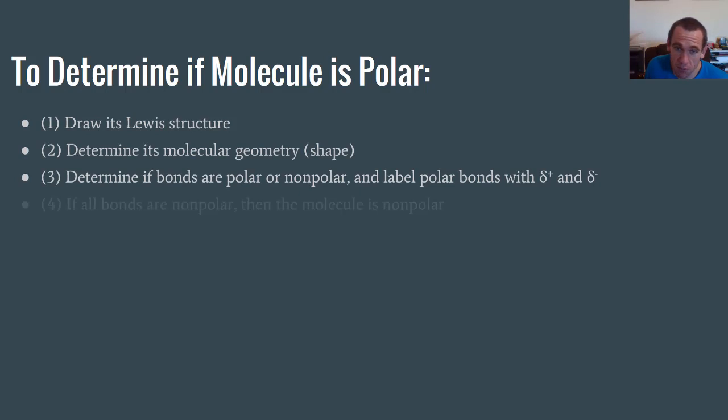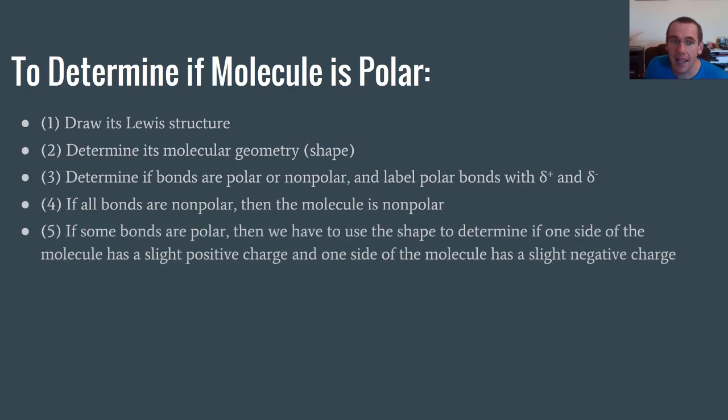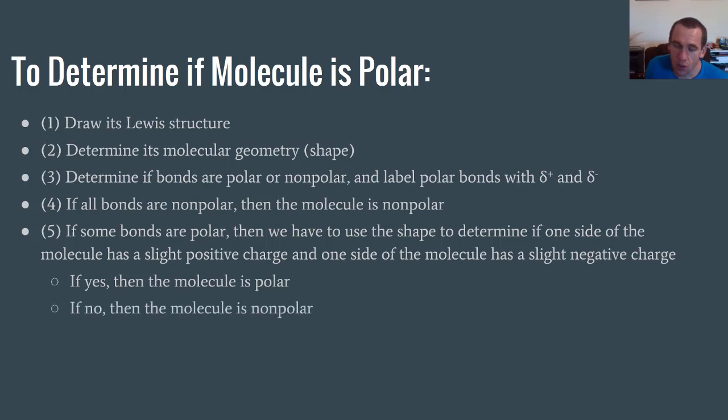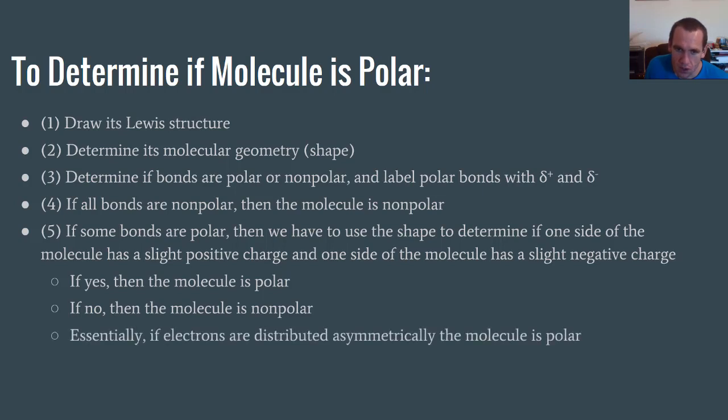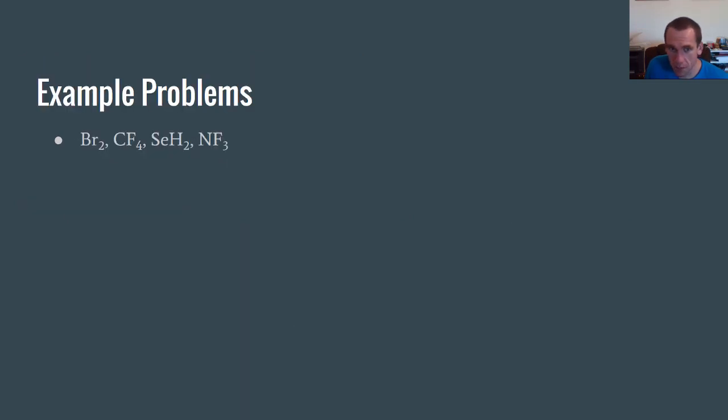We're going to determine if the bonds are polar or nonpolar. We're going to label our partial positives and partial minuses, and if all of the bonds are nonpolar, it's nonpolar. If we have polar bonds, then we use the shape to determine where the negative and positives end up. If they pull against each other, then they might actually cancel out. If they don't, then we'll have a polar molecule. So we're looking for asymmetries. So let's look at those molecules again.